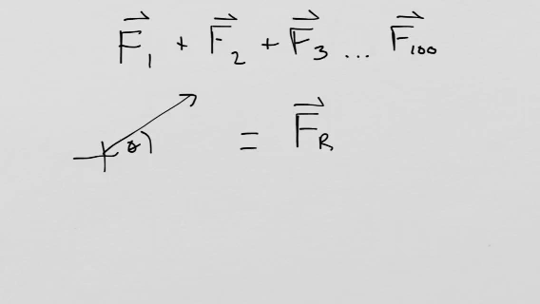Now it's important to note that you can only add like vectors. That means you cannot add a force vector to, let's say, a velocity vector. It just can't be done. But you could add velocity vectors to velocity vectors. So we're going to look at graphically adding or drawing out vectors to determine the resultant.